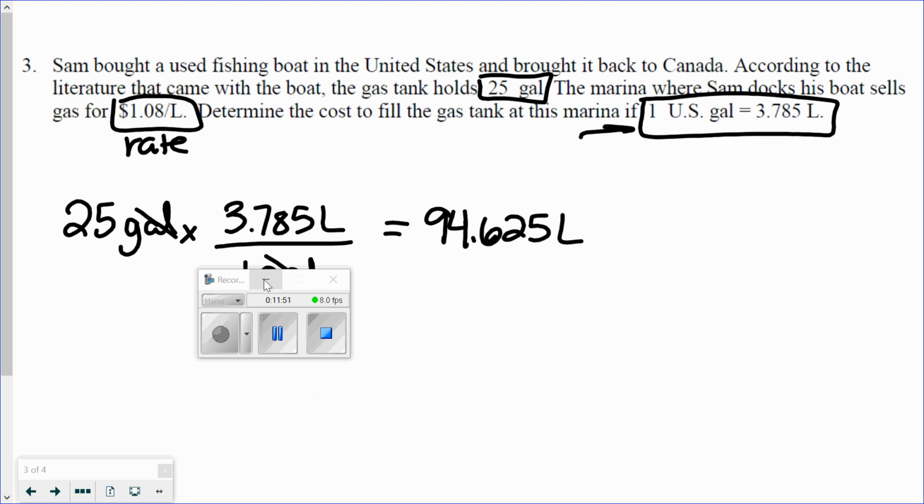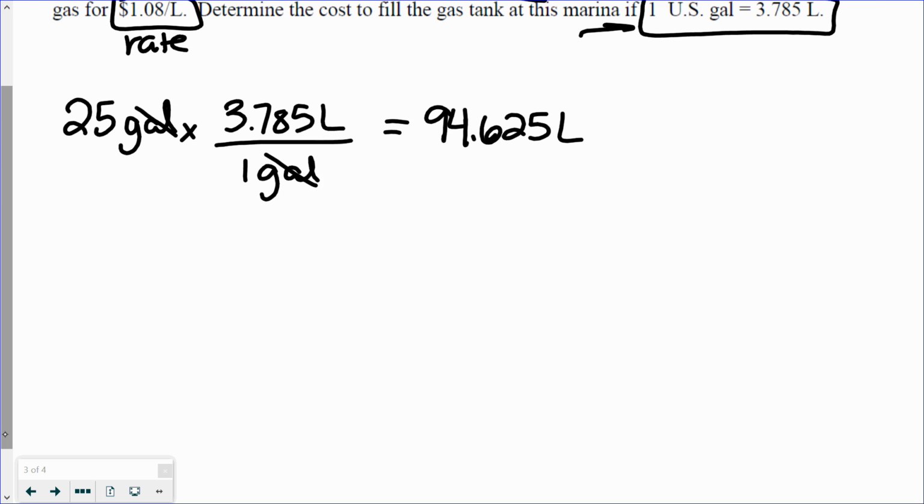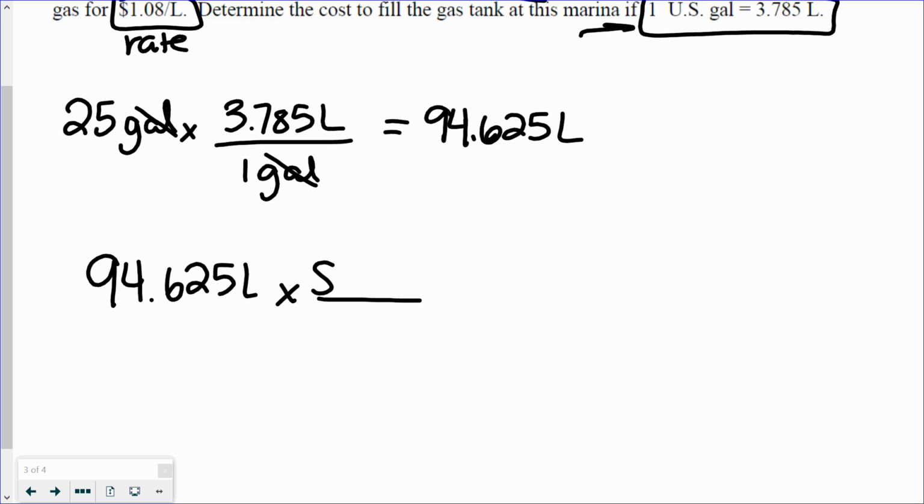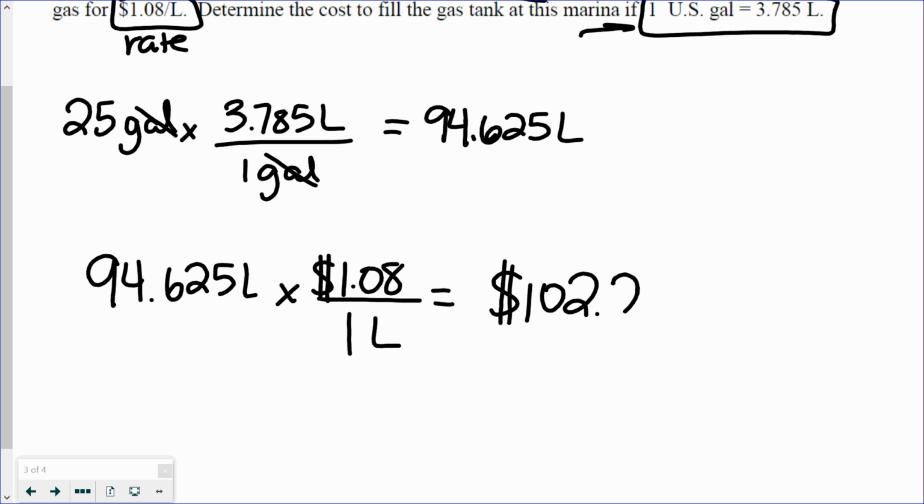Okay, so now that we know how big the gas tank is, let's use that rate for the pricing of gas. So we know that gas costs $1.08 per liter, and we know how many liters we have. So 94.625 liters multiplied by that rate of $1.08 per 1 liter gets us a total cost of $102.20. So $102.20 is the cost to fill the tank of that boat.